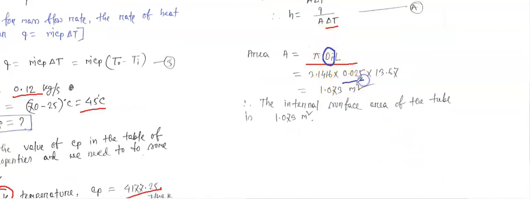So this is 0.025, in meters definitely. I didn't write the units here. So this is π dᵢ, and we already got the length here, 13.7. We just calculated that length. So this is actually the internal surface area of the tube. So now we know this area, we know ΔT, we know Q. So just substitute all of these values here, simplify it, and then we will get the heat transfer coefficient.